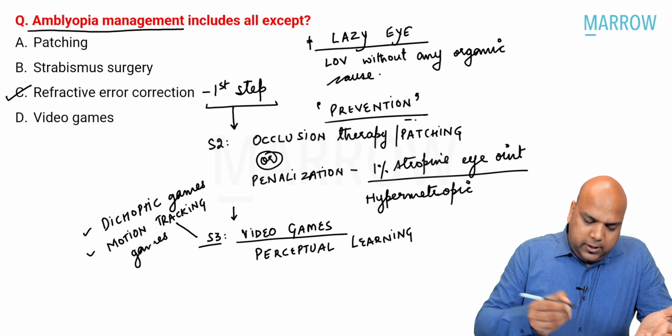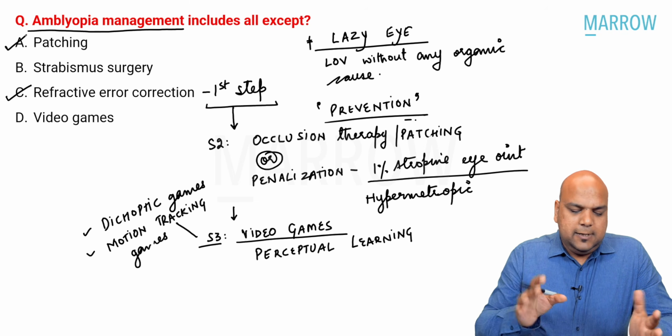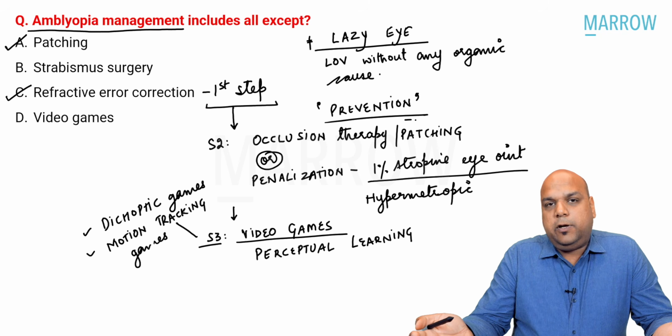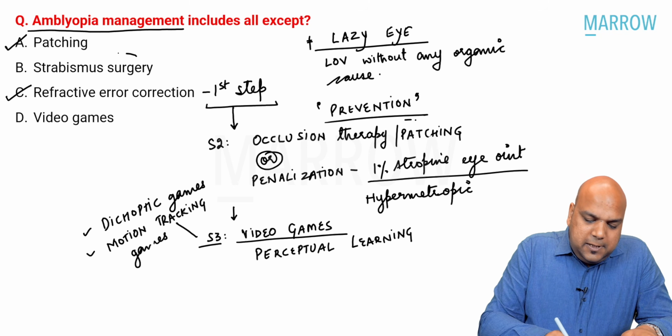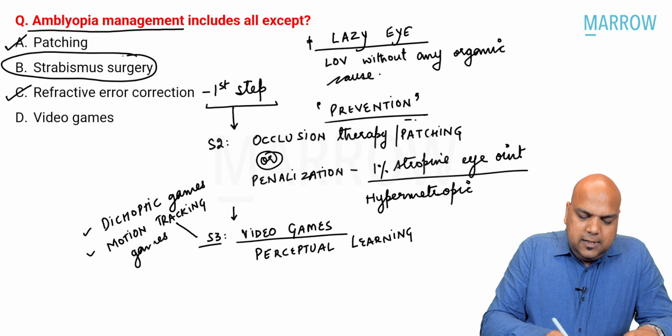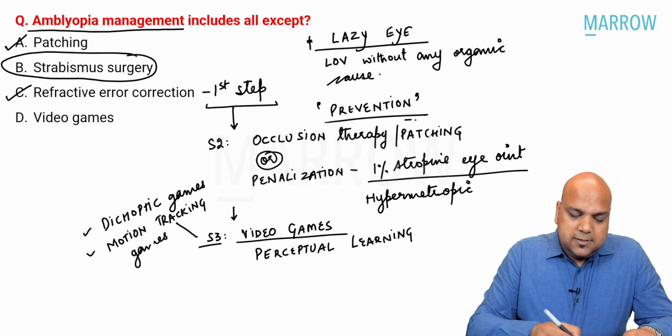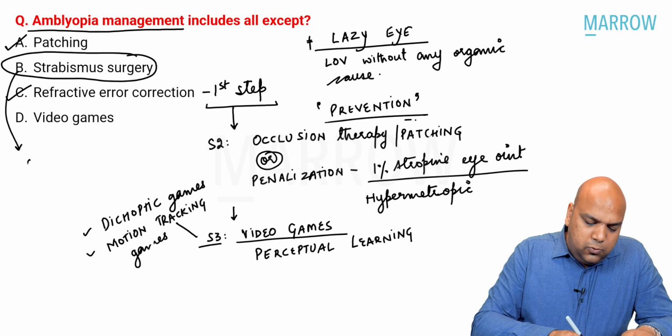So I hope, coming back, A and C would have been easy. That this cannot be the answer. The confusion may have been between video games or strabismus surgery. Plus, please understand, strabismus surgery has nothing to do with amblyopia. It is only correcting strabismus. Strabismus surgery we ask to do after amblyopia prevention.